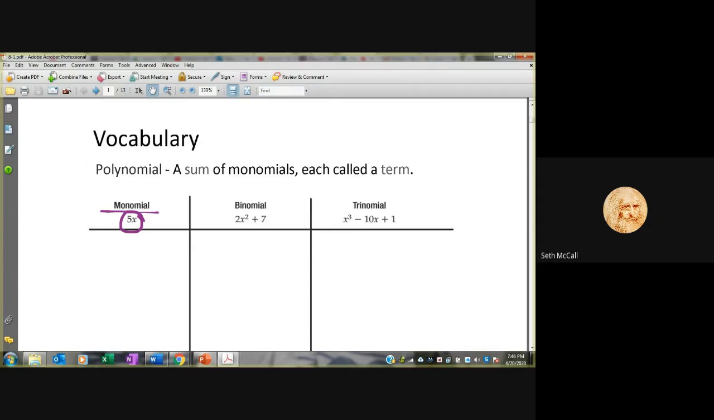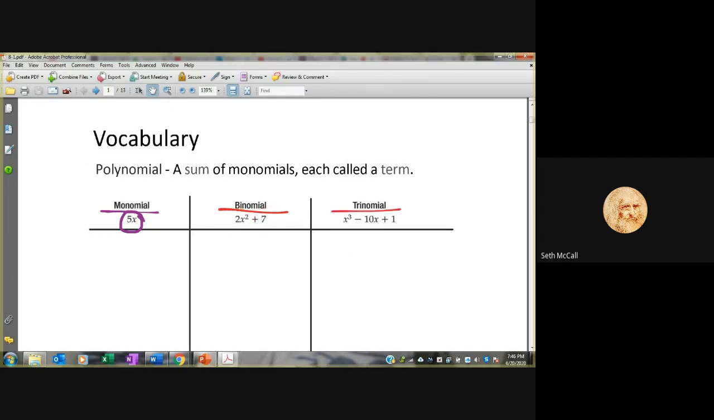Now, where you get into having multiple terms, if you look at the next one that says binomial right here, is they are separated by this plus sign. Anytime you have items, variables or numbers separated by plus or minus, that is what gives you more than one term. So in this case, the prefix bi, as in bicycle, means two wheels. Binomial means it has two different terms. The first term is going to be your 2x squared, and then the second term is the plus 7.